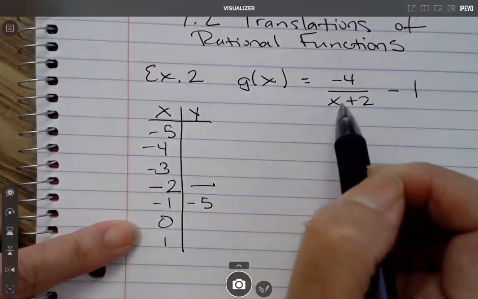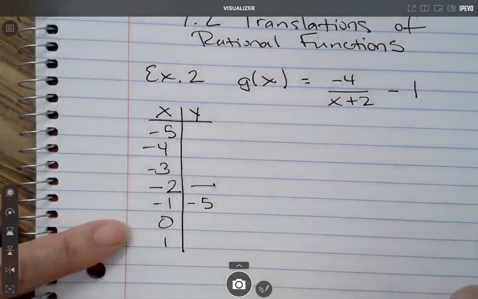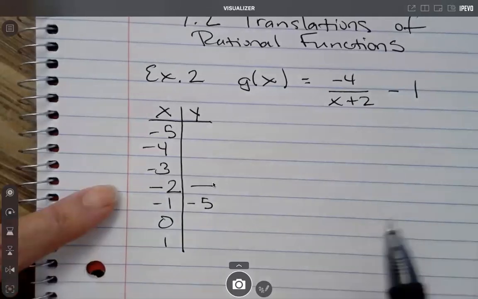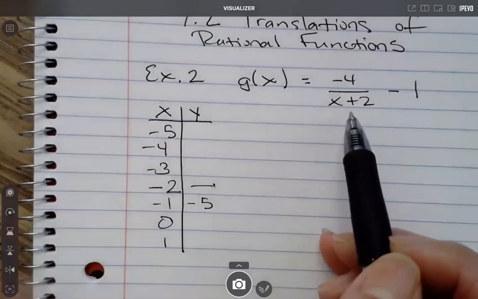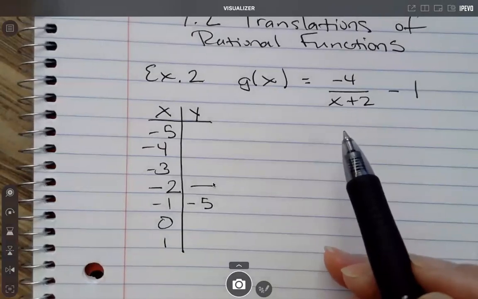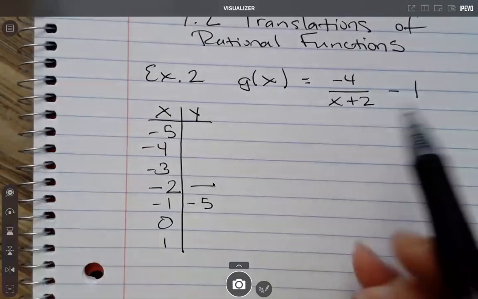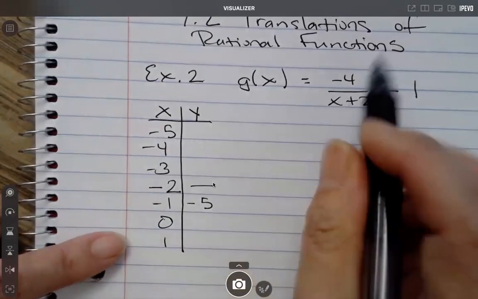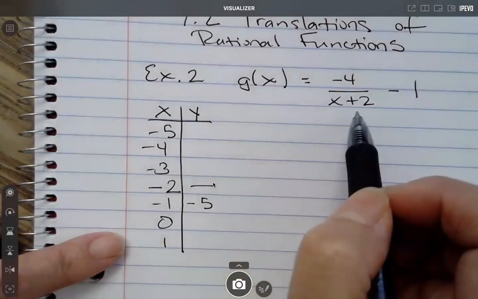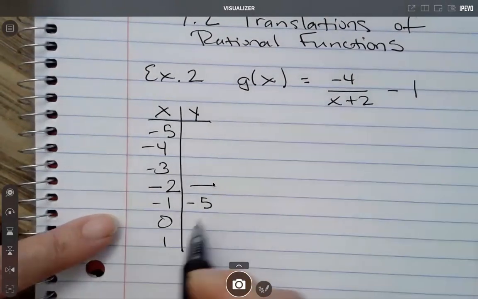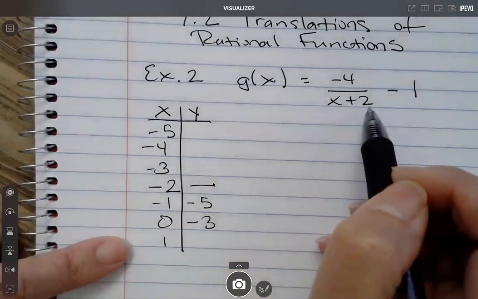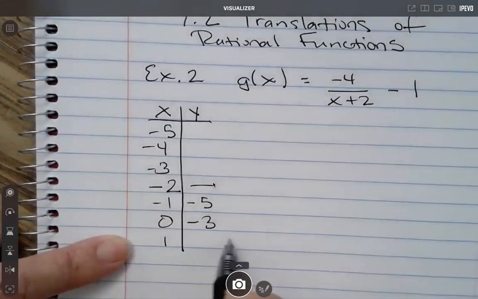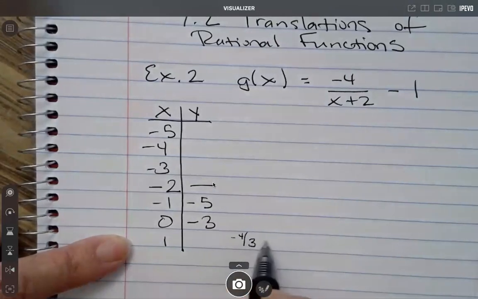Okay, let's do 0. What's the question? Hold up. What's the question? No, because this is undefined. It's not 0. It can't even exist. Yeah, it doesn't exist. Okay, let's put in 0. No, no problem. That's a good question. -4 divided by 2, -1, -3. Okay, 1 plus 2, I'm going to write it here, -4/3 -1.